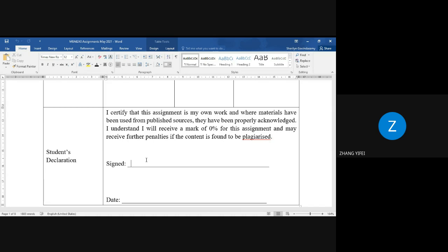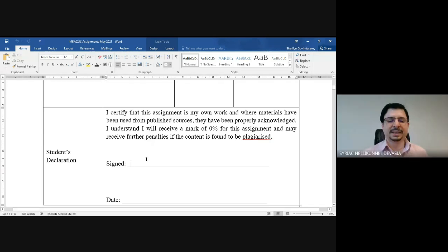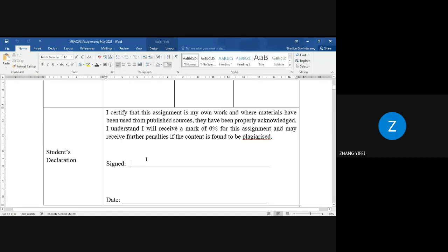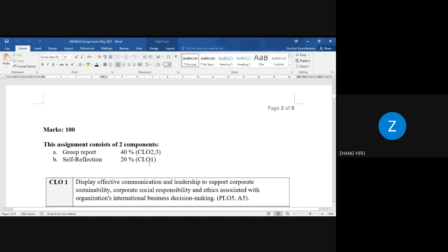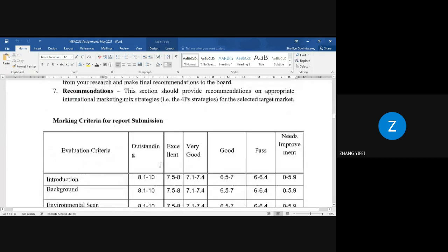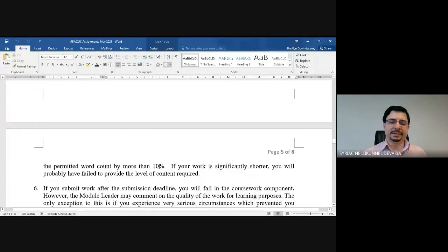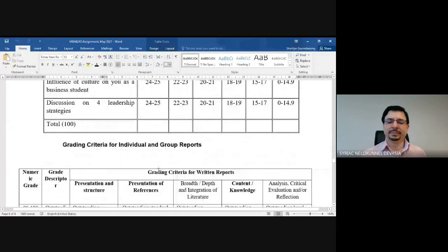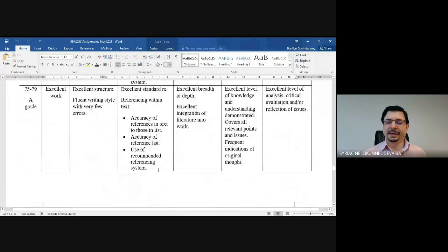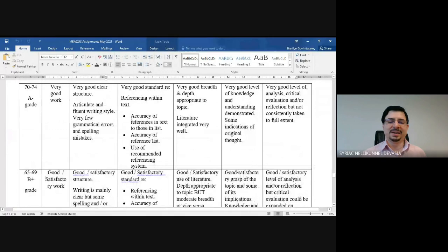Hi, Professor. I have a question about the cover page. No matter individual assignment or group assignment, we need to use this standard cover page? Yes, correct. Thank you. Okay. So that's it. Any question so far on your assignments? I believe everything is okay.